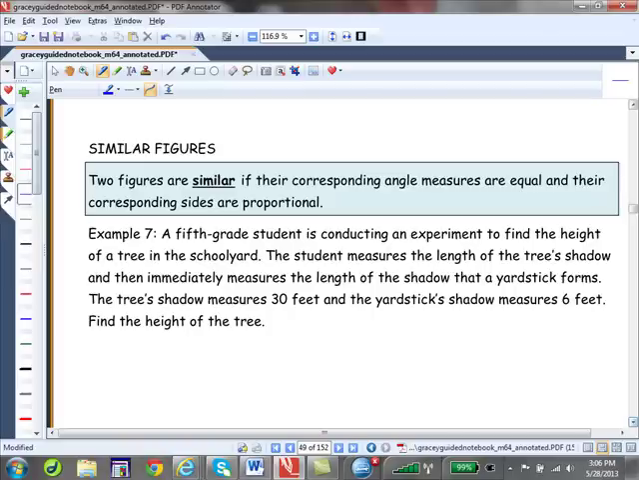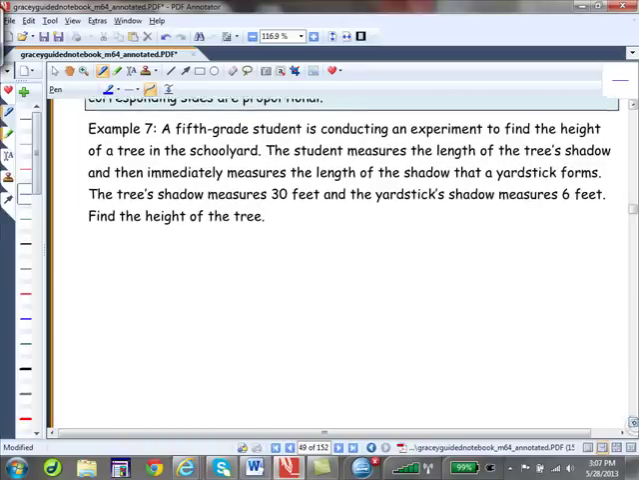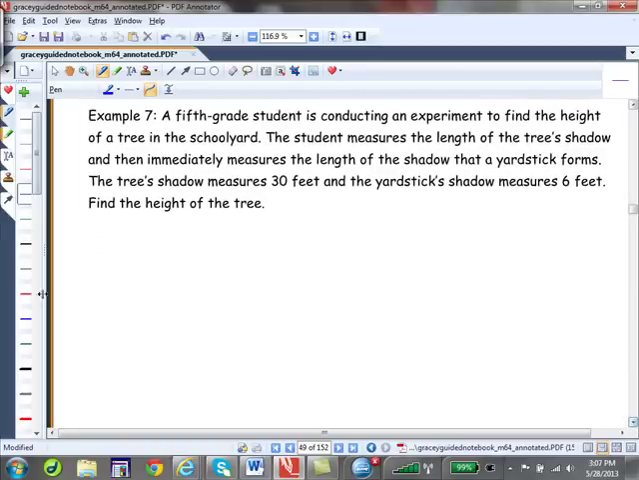So a 5th grade student is conducting an experiment to find the height of a tree in the schoolyard. The student measures the length of the tree's shadow and then immediately measures the length of the shadow that a yardstick forms. The tree's shadow measures 30 feet and the yardstick shadow measures 6 feet. Find the height of the tree. So here we go. Let's make a picture. So let's just say that this here is the height of the tree. Okay.